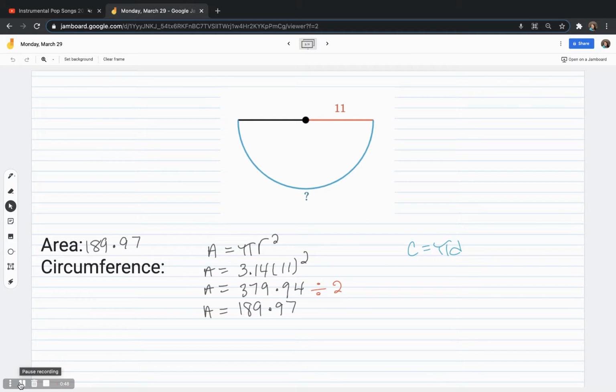Our formula for circumference is pi times diameter. So if the radius of the circle is 11, that means that the diameter is 22, because that goes all the way across the circle. So 3.14 times 22 is going to give us 69.08. And again, I only want half of a circle, so I'm going to divide that by 2, and that's going to give me a circumference of 34.54.